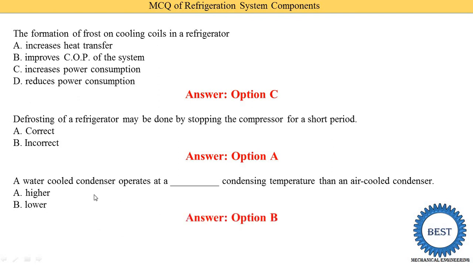The water-cooled condenser operates at lower temperatures compared to the air-cooled condenser, because the amount of heat removed by the water-cooled condenser is higher. The specific heat Cp of water is higher, that is 4.187, and the specific heat of air is lower, that is 1.005. So that's why water-cooled condensers operate at lower temperatures than air-cooled condensers.